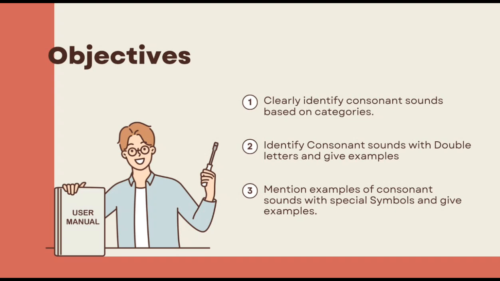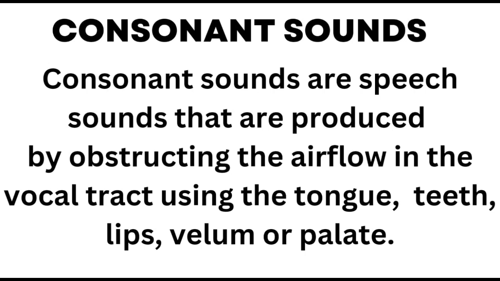Two. You should be able to identify consonant sounds with double letters and special symbols, and you should be able to give examples of them. Then three. You should be able to mention examples of consonant sounds with special symbols and give examples in words in today's lesson. Okay, let's begin straight away.